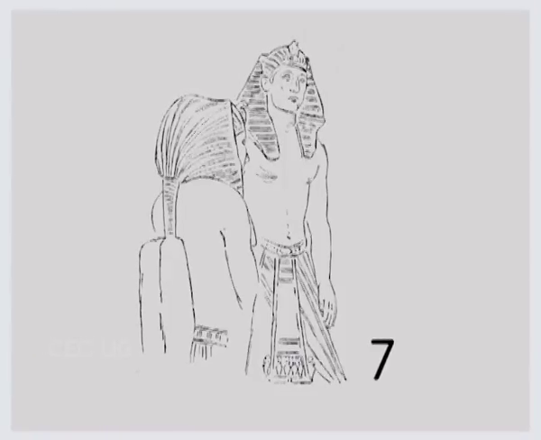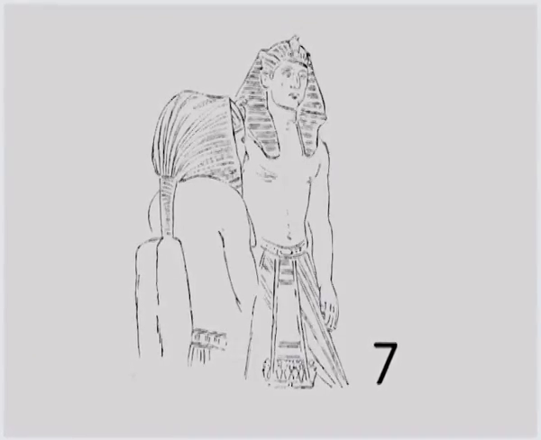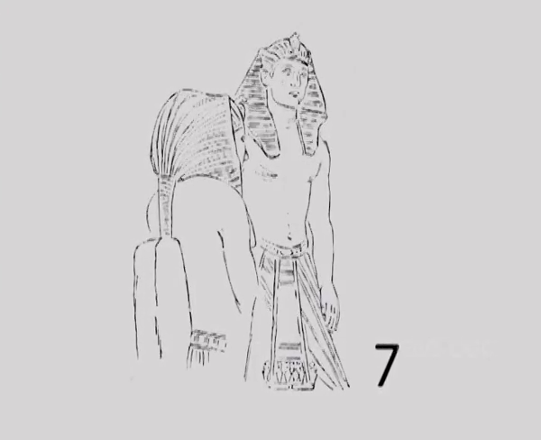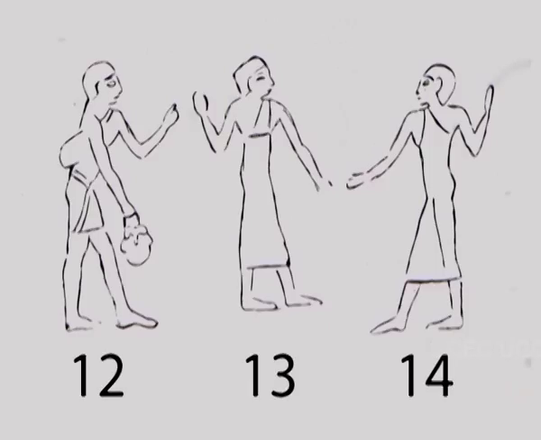The loincloth too, with the loose piece of material hanging down from the girdle, is a privilege only granted to the kings. Number 12, the common people wore a simple loincloth.